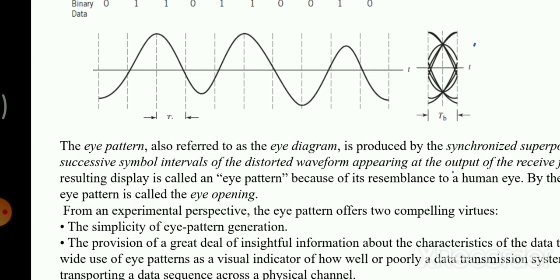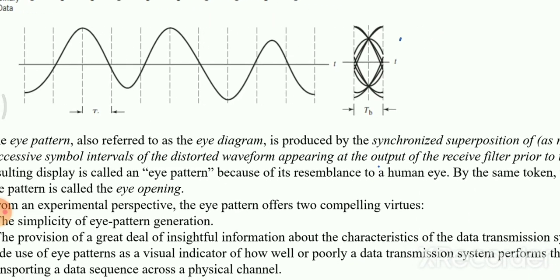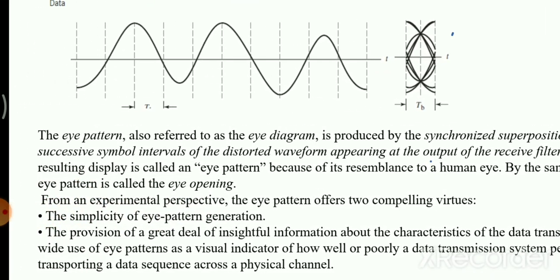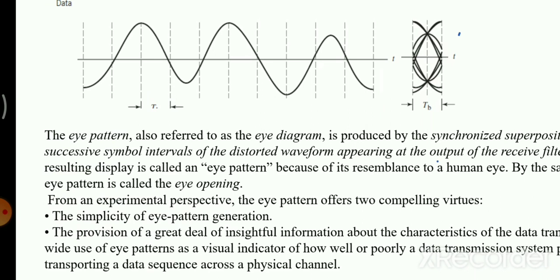So you take one symbol interval and just keep on superimposing. You will get some pattern which will be close to a human eye, not exactly alike, but somewhat we can say the pattern looks like a human eye. The interior of it is like a human eye opening. Why is it widely used? Because it is a very simple way to come to a conclusion whether the transmitter was better or not.